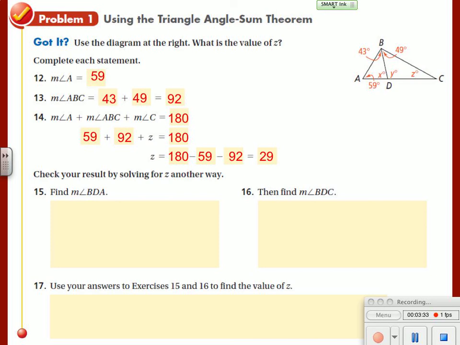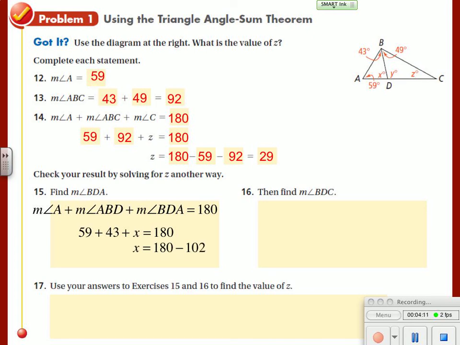Now there's another way that we could have found Z. There's more than one way to solve problems in math. This time we're going to use the variables x and y. So we're not only going to solve for Z, we're going to solve for x and y. So first we're going to find the measure of BDA. The measure of angle A, plus the measure of angle ABD, plus the measure of angle BDA equals 180. We know that A is 59 and ABD is 43 and X is BDA. So we're going to subtract 102 from 180 and we get that X equals 78.